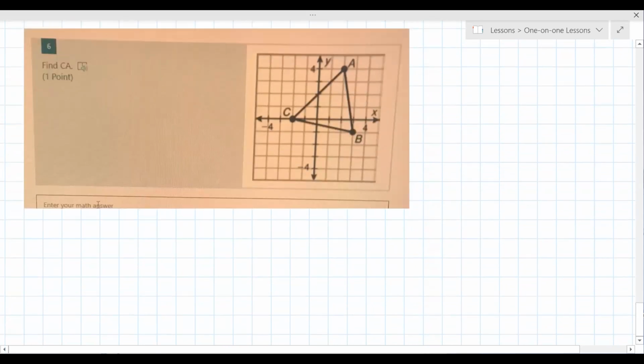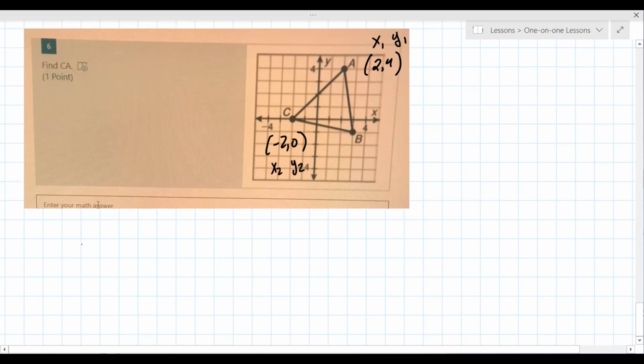So I'm going to write the ordered pairs again. This is 2 comma 4. C is minus 2 comma 0. Which one do you want to be x1, the 2 or the minus 2? The 2. So that's x1, y1, x2, y2.